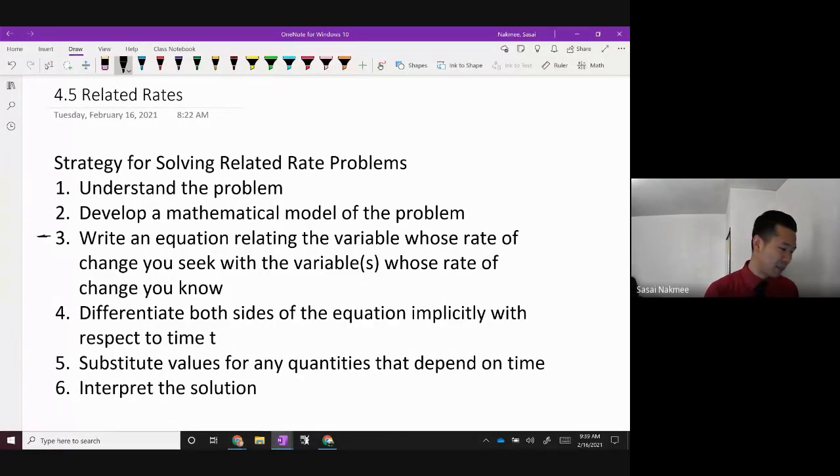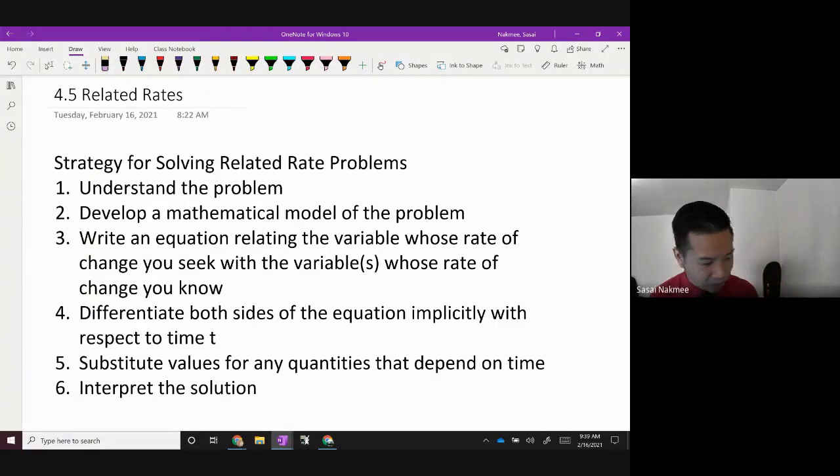When you go from equation 2, once you get an equation written, step number 3 is to take the derivative of that said equation, but you're going to take the derivative with respect to time, so you end up with rates of change instead of just some random derivative that you're dealing with, right?